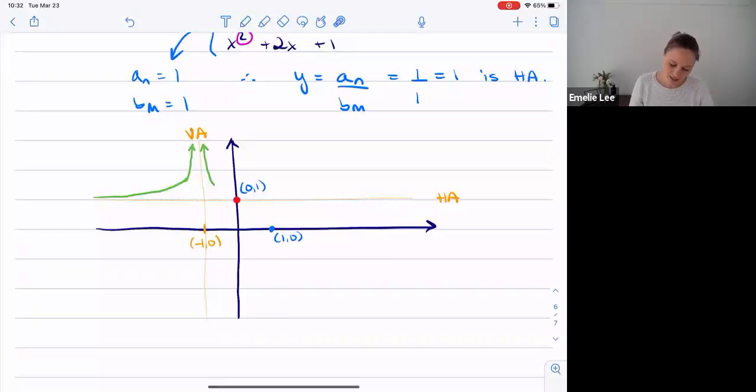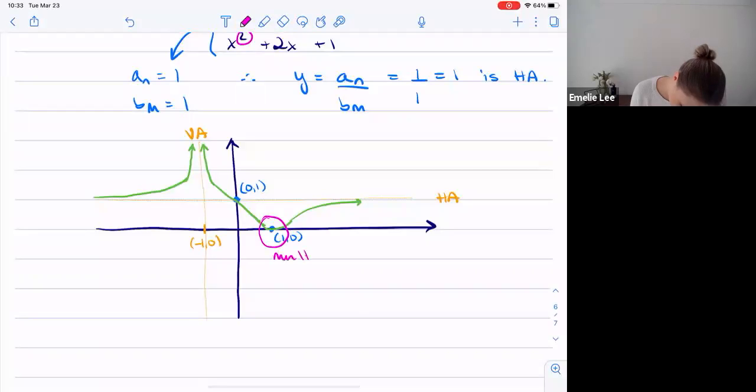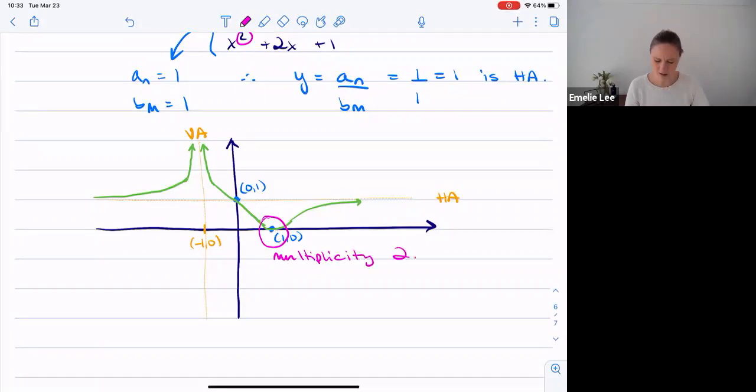And then I know I have to go through the y-axis at 0, 1. I also know that I have the x-intercept at 1, but it has to bounce off, right? Because it's multiplicity 2. And then eventually I have to approach the horizontal asymptote. But because I'm coming from the x-intercept here, it makes sense that I'm coming from down below. So I end up kind of looking like that. And I should show more curvature. So what happens here is I want to make sure that it looks like a parabola bouncing off. And this is what multiplicity 2 looks like. Bounces off.